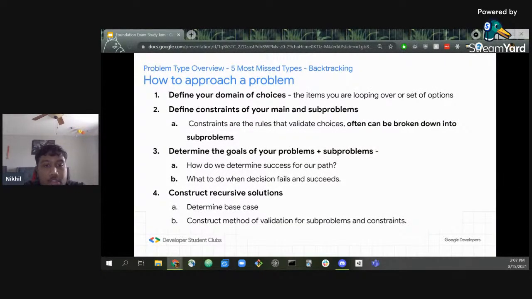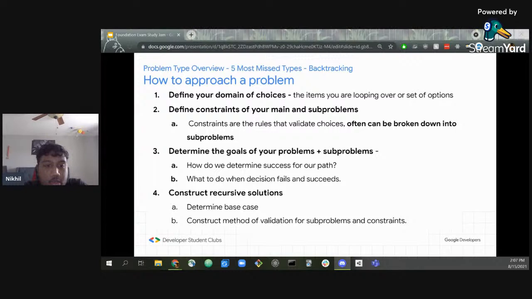So how would you approach a backtracking problem? First, you want to define your domain. The domain would be the items you'd be continually looping over, or your set of options in a given problem. Next, you want to identify your constraints. Your constraints of a problem are what allow your decisions to be valid. Some constraints can further break down into subproblems or secondary constraints.